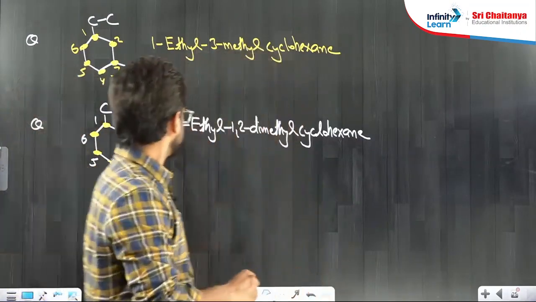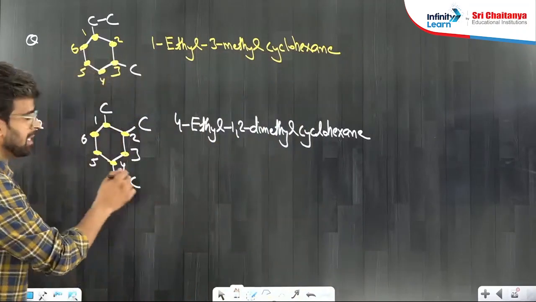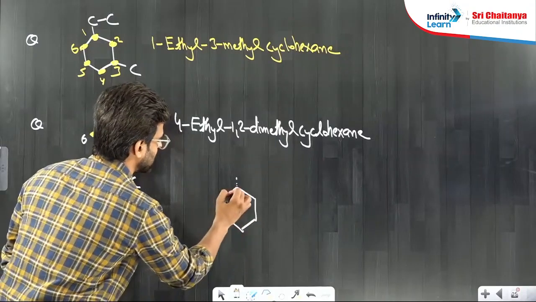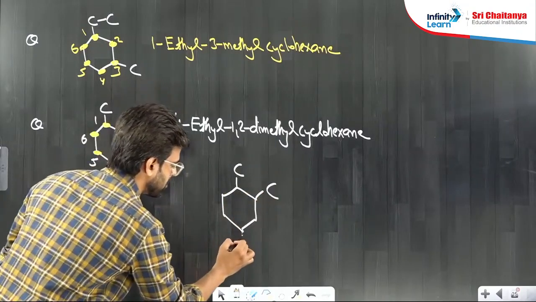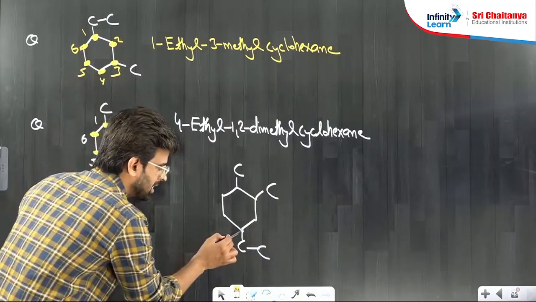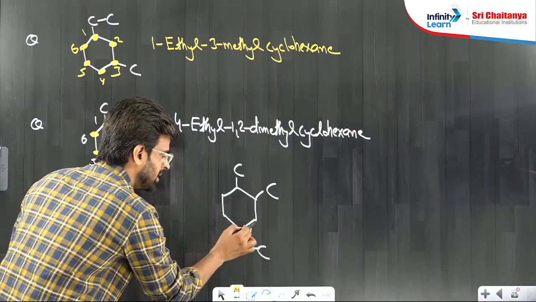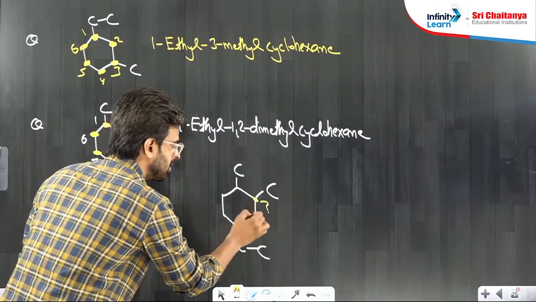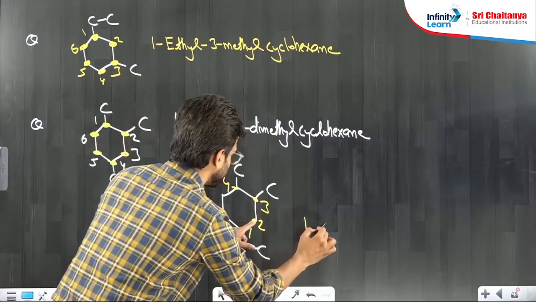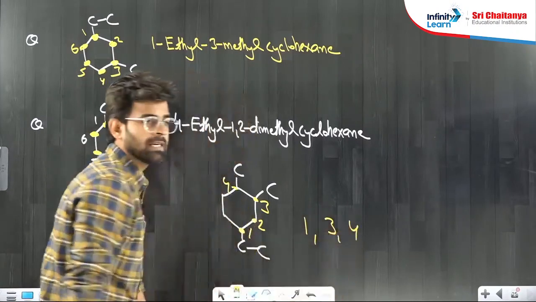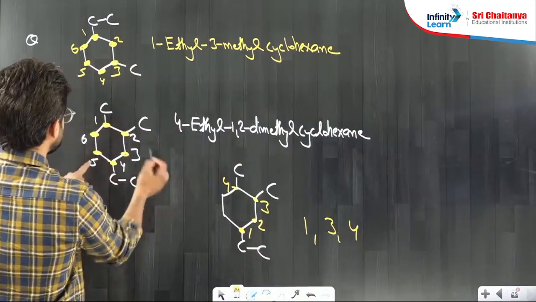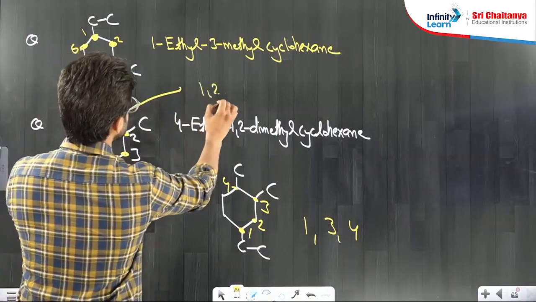Great. Okay, I am saying once again, some students maybe have a doubt here. Look at this carefully. Some students think, sir, why can't I start from here? If I start from here, 1, 2, 3, 4, what locants are coming? 1 ethyl, and 3, 4. The locants are 1, 3, 4. Whereas in this case, the locants are 1, 2, 4.